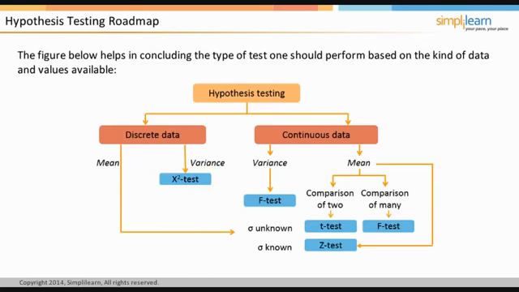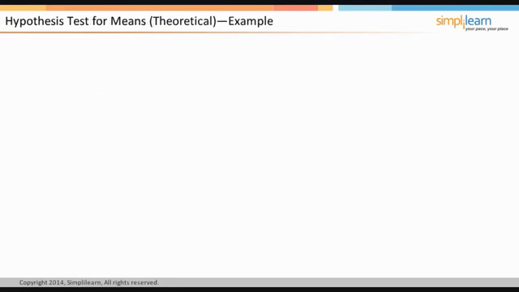If mean and standard deviation are known for a set of continuous data, it is recommended to go for the z-test. For mean comparison of two with standard deviation unknown, go for t-test, and for mean comparison of many with standard deviation unknown, go for f-test. Also, if the variance is known for continuous data, go for f-test. The next few screens will discuss in detail the tests for mean, variance, and proportions. Let us understand hypothesis test for means theoretically through an example in the next screen.